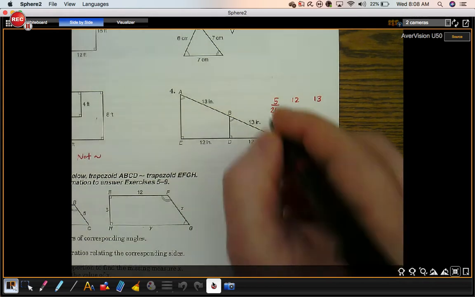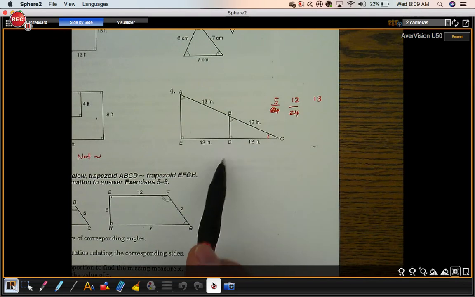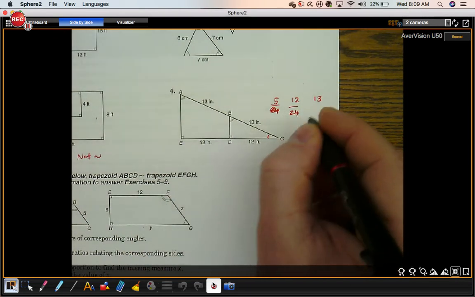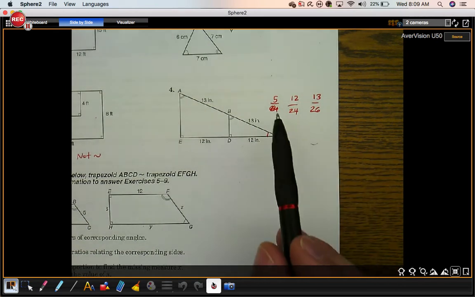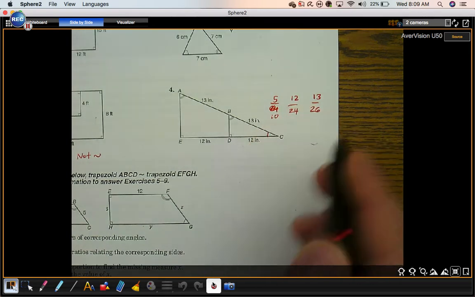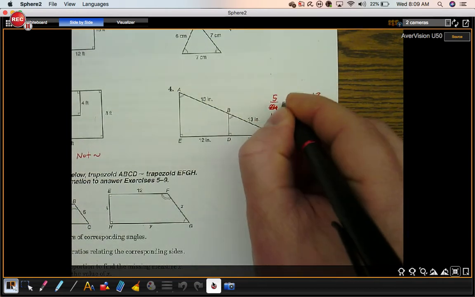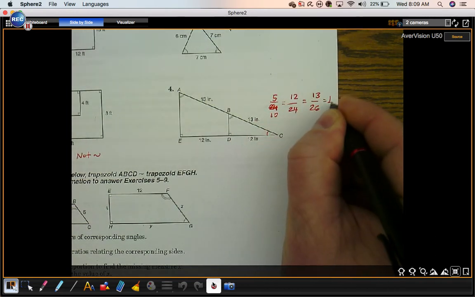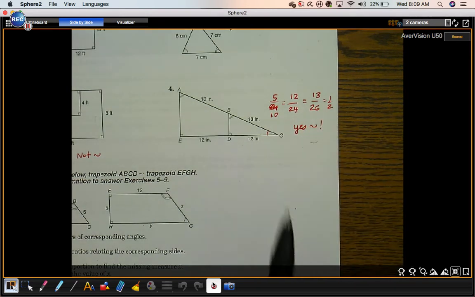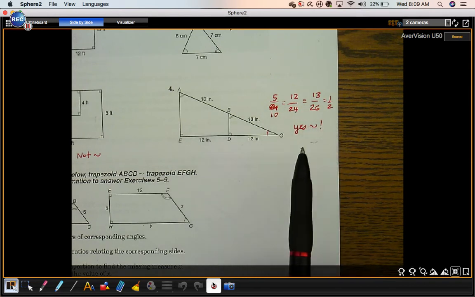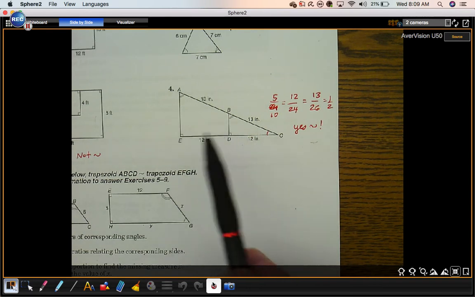It's not 24. This 24 goes with that 12. The biggest side, or the hypotenuse, is 26. If you multiply 5, 12, 13 by 2, you get 10, 24, 26. So that tells you right there that your ratio there is 1 to 2. These are all equal. So yes, they're similar. The 3 ratios equal 1/2, so that's your similarity ratio, and the 3 corresponding angle pairs are congruent.